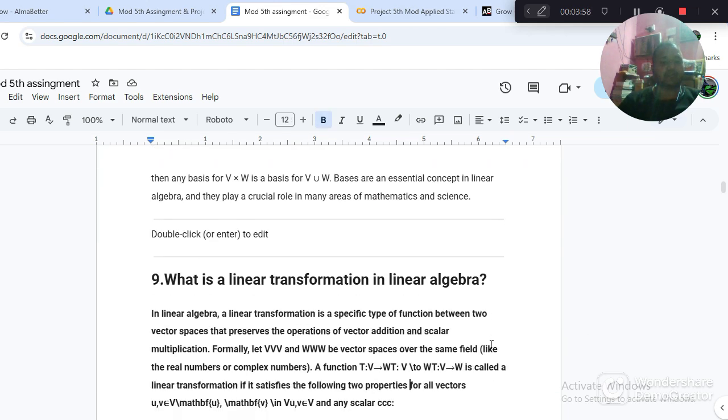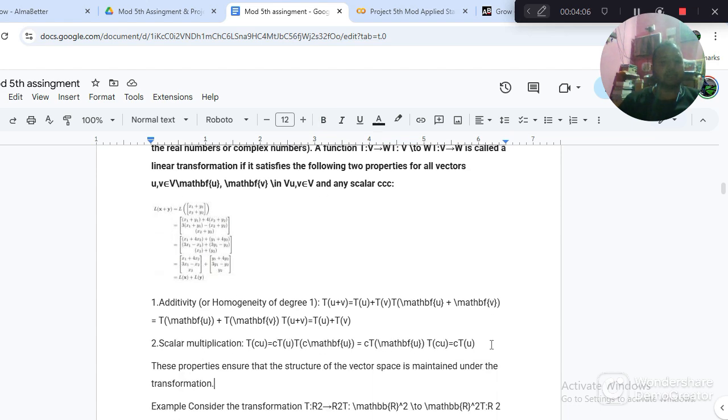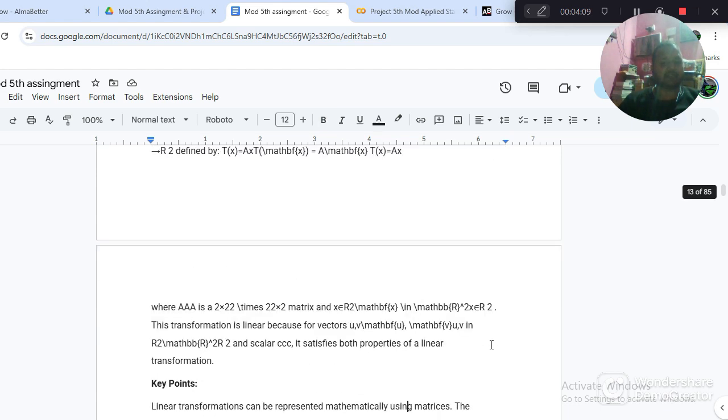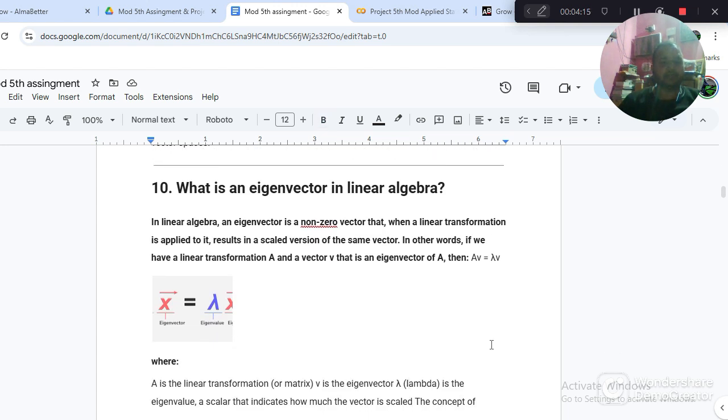Now question number 9. What is a linear transformation in algebra? Now I can show you a simple diagram of the math formula behind the linear transformation. Now question number 10. What is an eigenvector in linear algebra? In linear algebra, an eigenvector is a non-zero vector that, when a linear transformation is applied to it, results in a scaled version of the same vector.